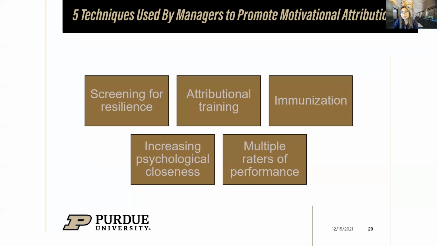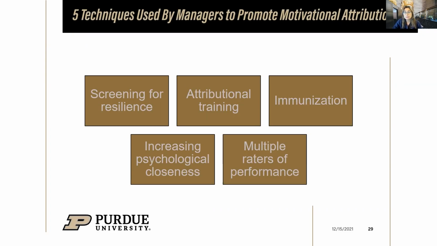One technique for accomplishing this is attributional training. This can take several forms, one of which is mirroring employees' attribution styles. The second form of attributional training is less formal, and it involves discussing the causes of employee successes and failures on a case-by-case basis. Another technique is to immunize against demotivational attributions by enabling successes early in an employee's career or tenure with an organization.